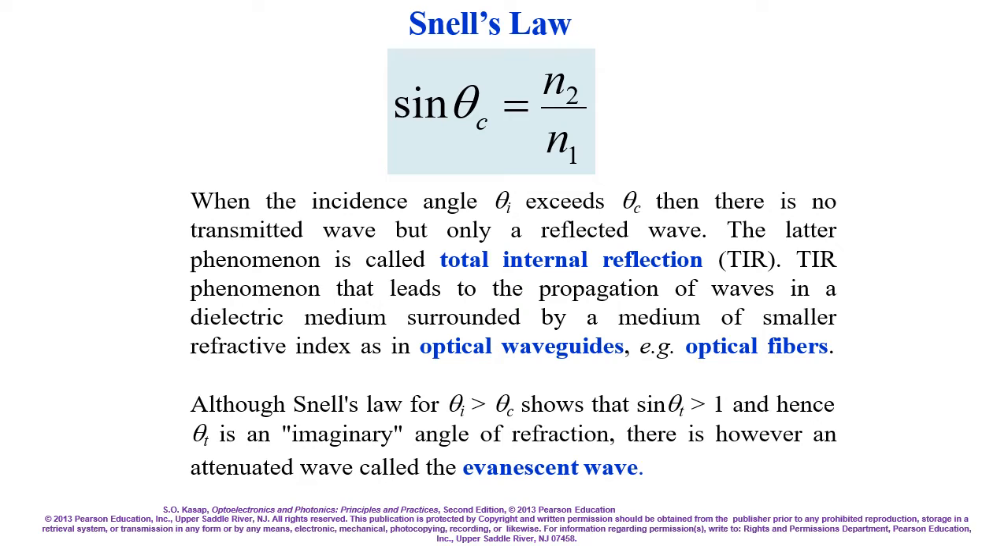TIR is the phenomenon that leads to the propagation of waves in a dielectric medium surrounded by a medium of smaller refractive index, in an optical guide or optical waveguide, for example optical fibers. Snell's law for theta i greater than theta c shows that sin theta t is greater than 1, hence theta t is an imaginary angle of refraction, and there is however an attenuated wave called the evanescent wave.